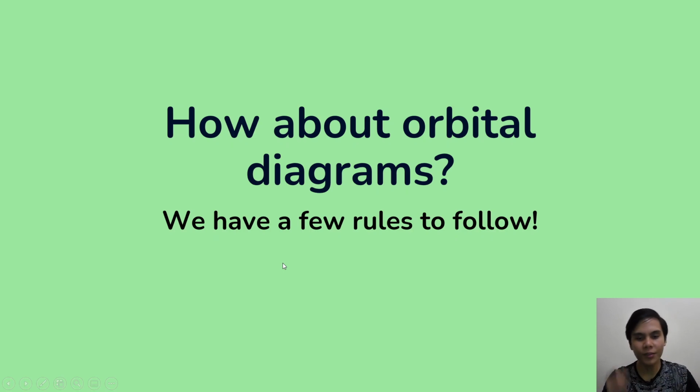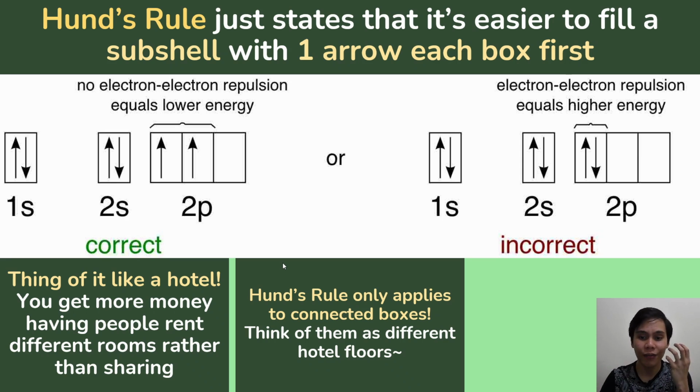So how about orbital diagrams? How do we make orbital diagrams? The more complex way of describing the quantum numbers. We have Hund's rule first. You have to follow Hund's rule. So Hund's rule basically states that it's easier to fill a subshell with one arrow in each box first.